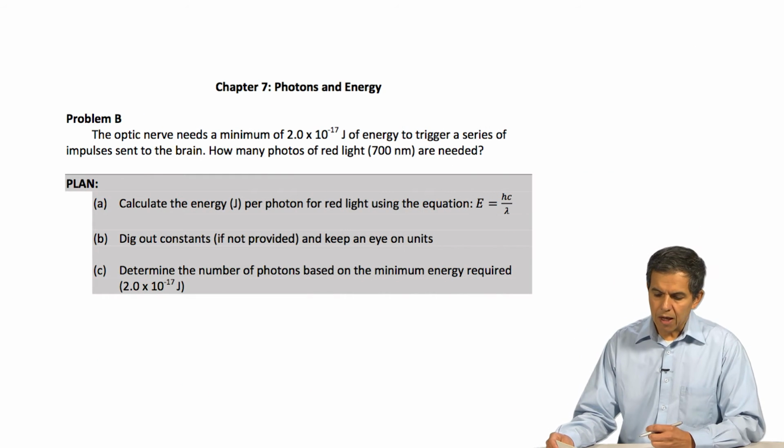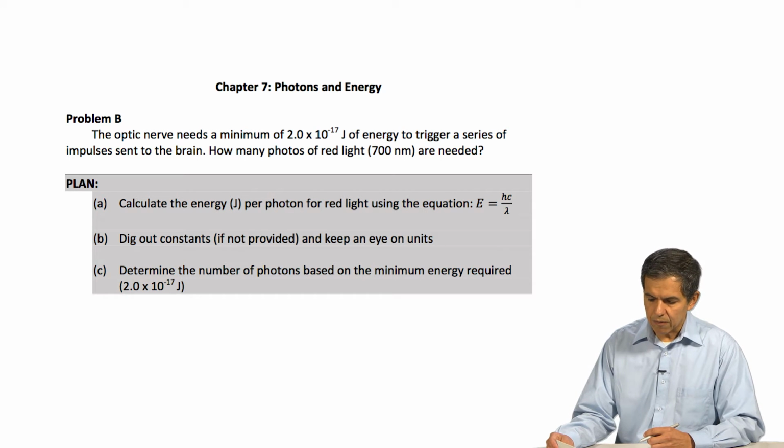In this problem, the key information is that we have a certain minimum energy that is required for something to happen. In this case, send an impulse to the brain. And we also know that we have red light, which is 700 nanometers in wavelength.